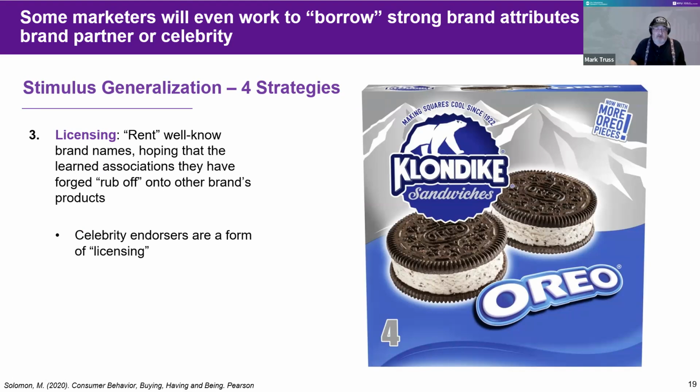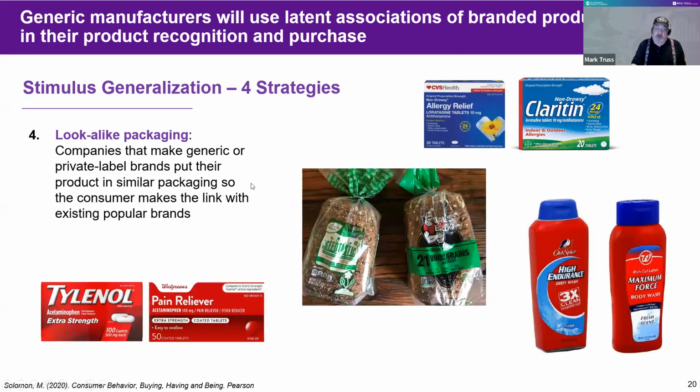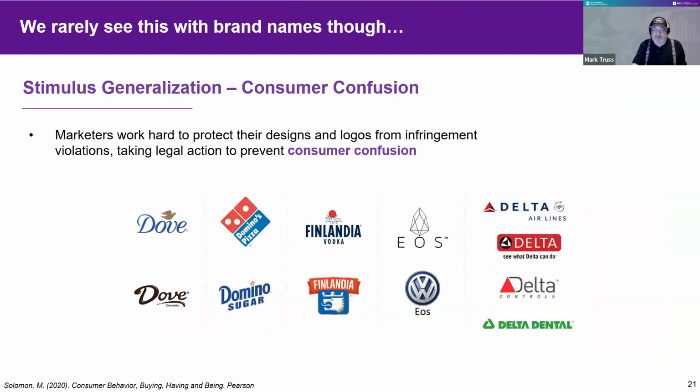Celebrity endorsements are a form of licensing, right? You're borrowing the equities of that celebrity. Lookalike packaging, you see this a lot with private label and generic brands where the packaging, as we talked about just before with mouthwash, looks strikingly similar to the brand named product. And this is done by design because we know that stimulus generalization evokes the same types of responses in consumers when it looks similar.